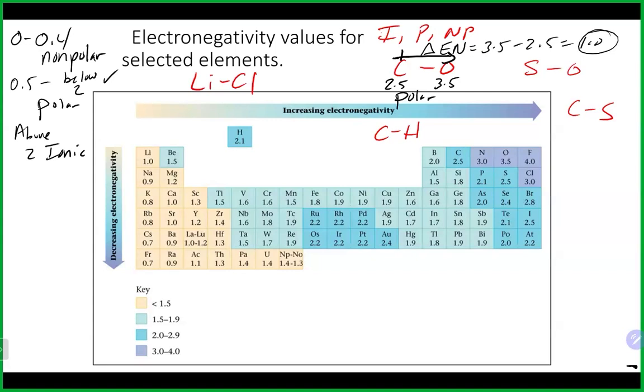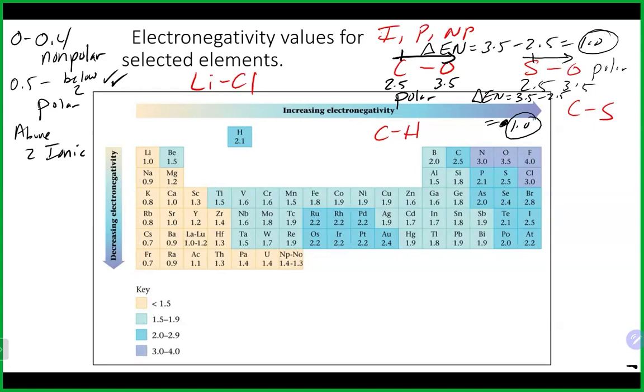Between sulfur and oxygen, sulfur is 2.5 and oxygen is still 3.5. Believe it or not, that gives me the same difference. The difference in electronegativity, 3.5 minus 2.5, is not 0, it's 1. That puts us back in the polar range, so this would also be a polar bond. Again, in this case, we would draw the arrow pointing towards the oxygen, as it is more negative in this bond.